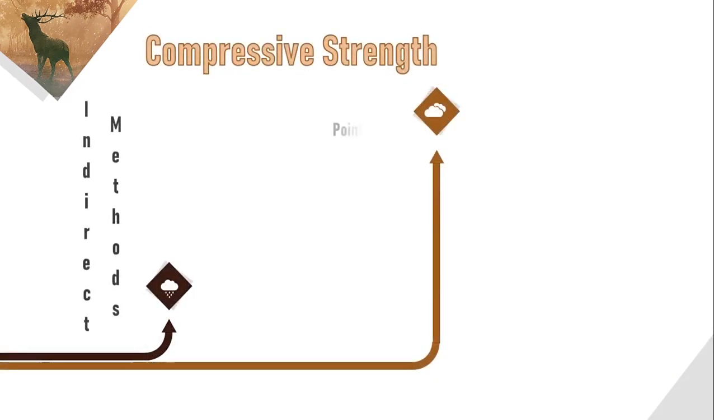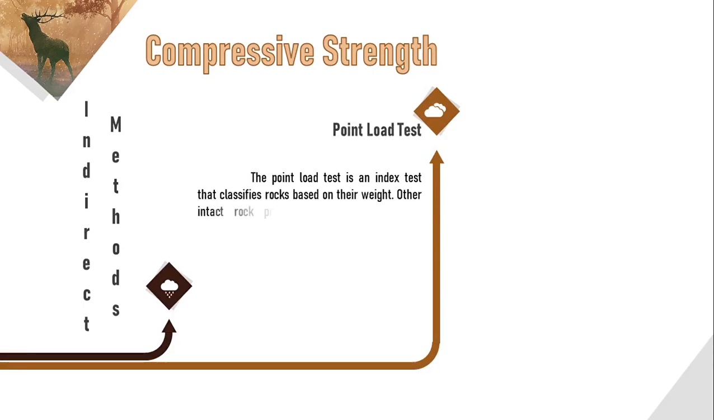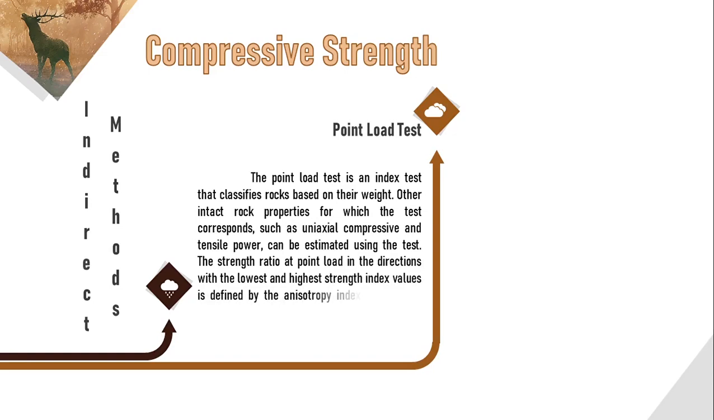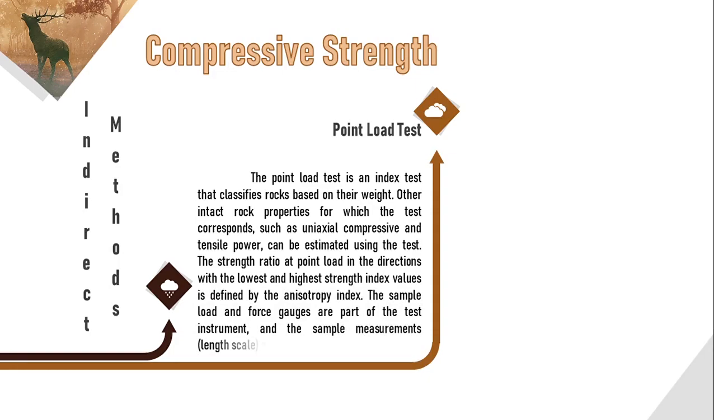Indirect methods. Point load test. The point load test is an index test that classifies rocks based on their strength. Other intact rock properties for which the test corresponds, such as uniaxial compressive and tensile strength, can be estimated using the test. The strength ratio at point load in the directions with the lowest and highest strength index values is defined by the anisotropy index. The sample load and force gauges are part of the test instrument, and the sample measurements are also determined.